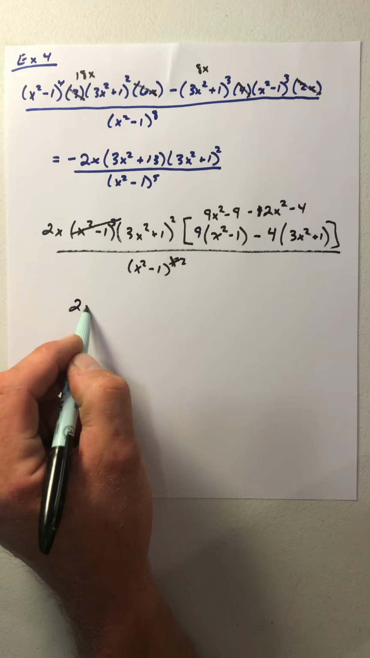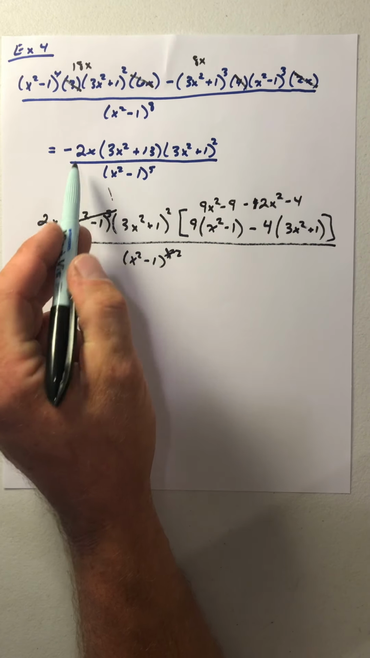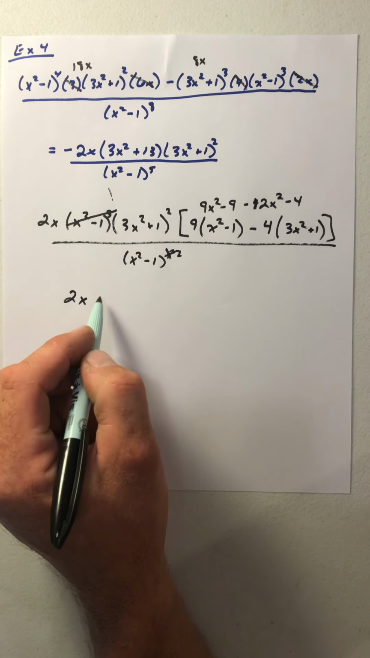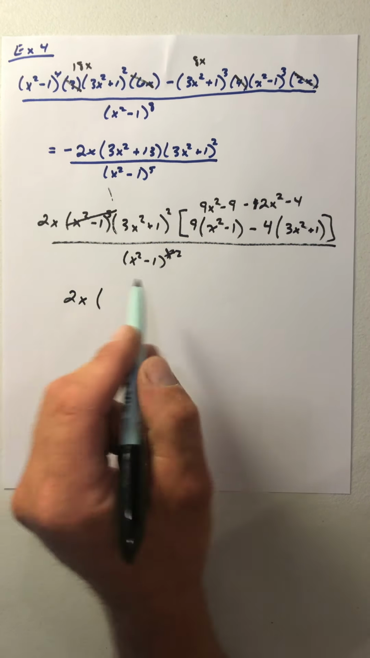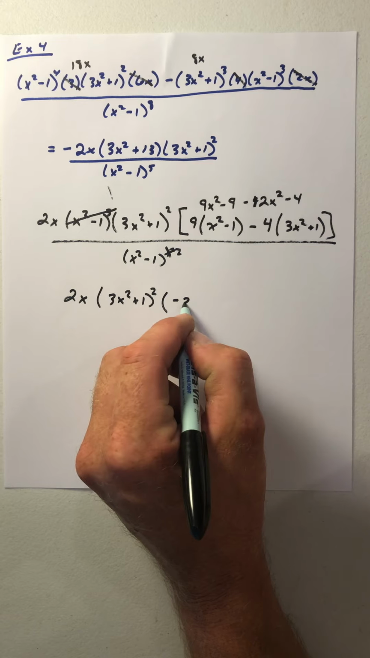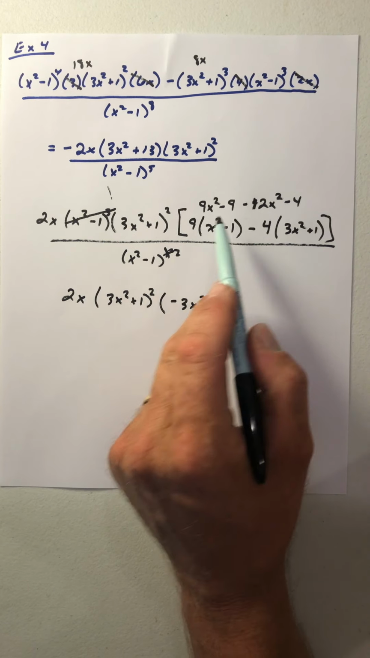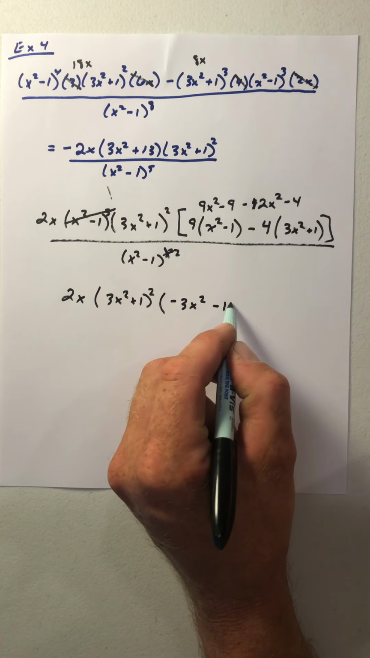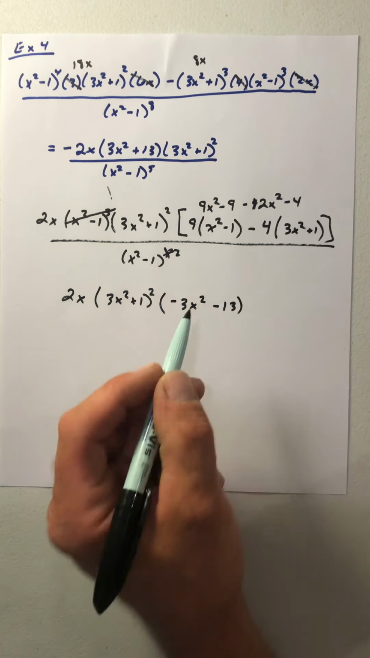So cleaning this up, looks like we got a 2x, which is almost what we want. We want a negative 2x. We have 3x squared plus 1 squared, which is exactly what we want. And over here we have 9 minus 12. That gives us a negative 3x squared. And negative 9 minus 4 gives us a negative 13. And again, that's all over our denominator of x squared minus 1 to the 2nd.